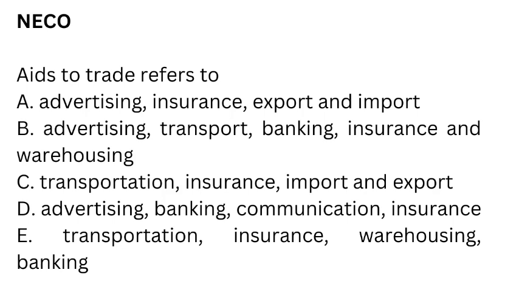We are looking for the most complete list. Option B lists advertising, transport, banking, insurance, and warehousing. That looks pretty complete. Option D seems to be missing transport and warehousing. Option E is missing advertising and communication. Therefore, option B is the most comprehensive and correct list. The common mistake here is simple, mixing up the two branches of commerce. Remember, aids support trade, they are not trade itself.